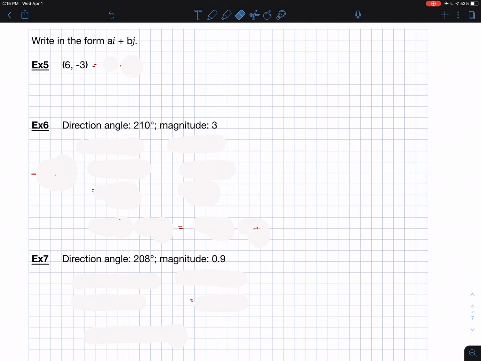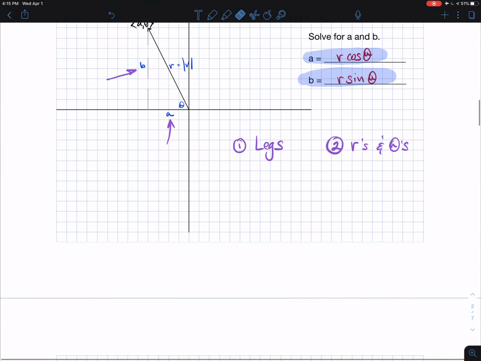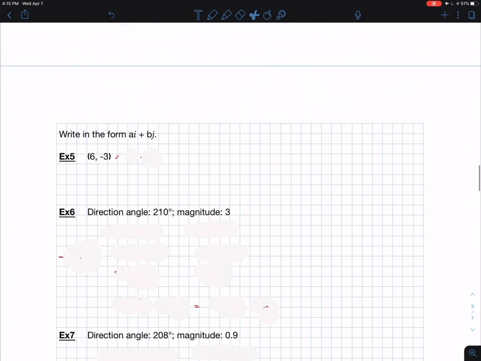Now, example number 5 is actually slightly tricky because it's so easy. So remember, I keep telling you, ask yourself 2 questions. What do you have? What do you want? And when you answer those 2 questions, you should be answering with one of these 2 things right here. So this should be the answers to the 2 questions. So come back to example 5.